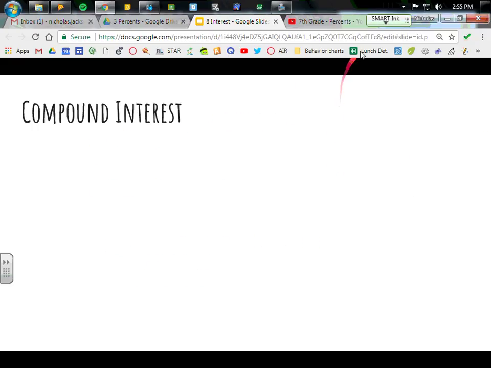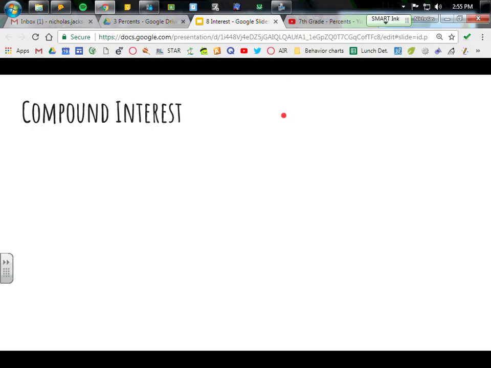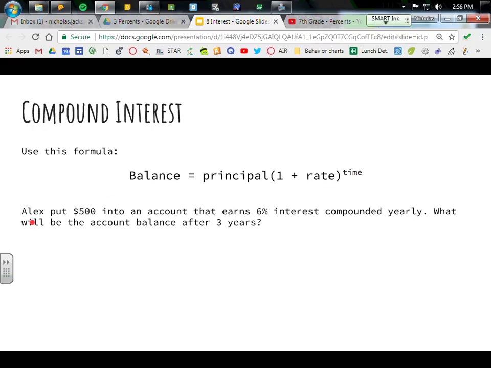Moving on. We'll look a little bit at compound interest. Compound interest is a little bit more complicated. We use this formula to find compound interest. So the balance equals the principal multiplied by 1 plus the rate raised to the power of your time in years. So let's take a look at what that looks like. So Alex put $500 into an account that earns 6% interest compounded yearly. What will be the account balance after 3 years?